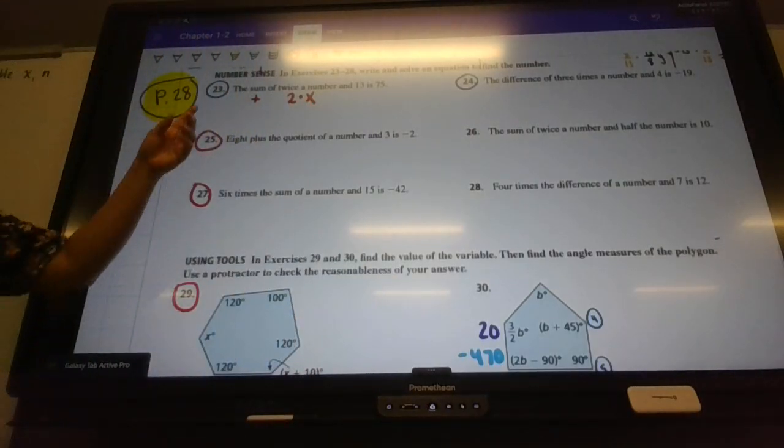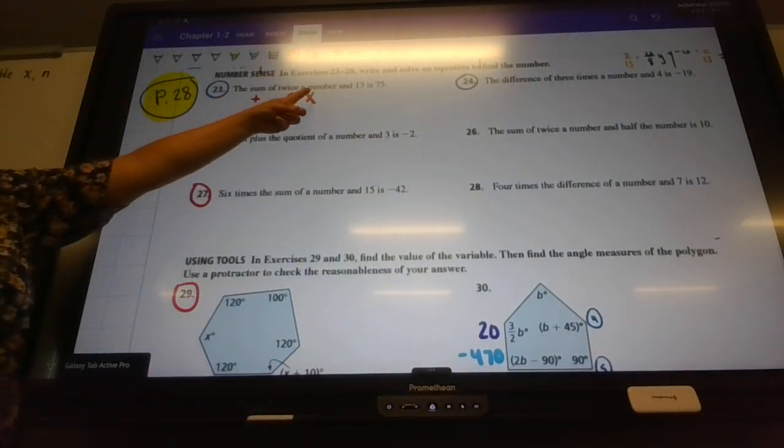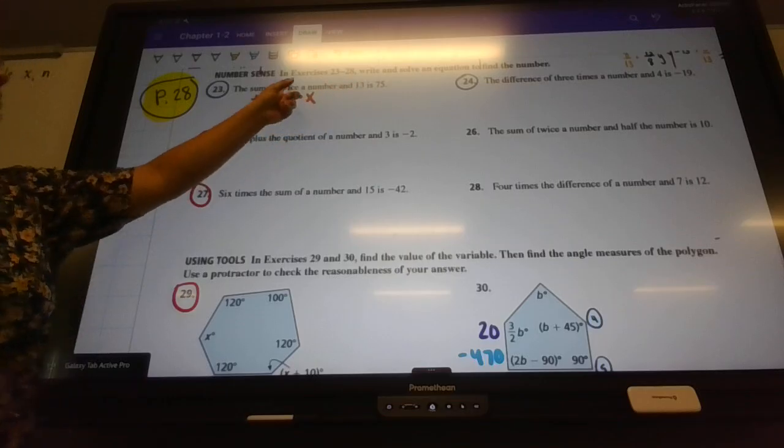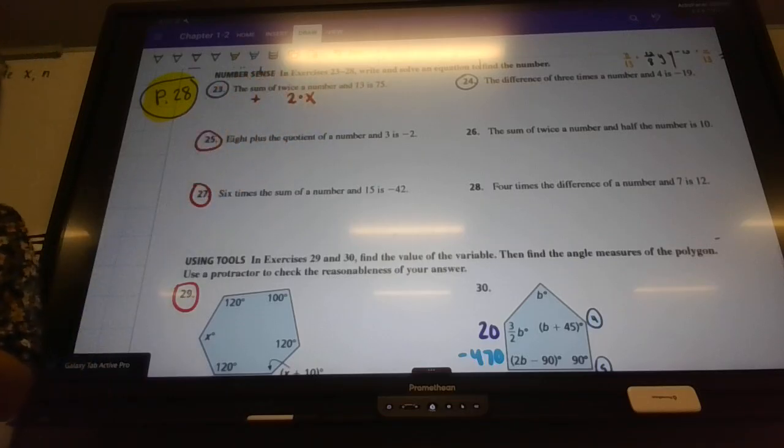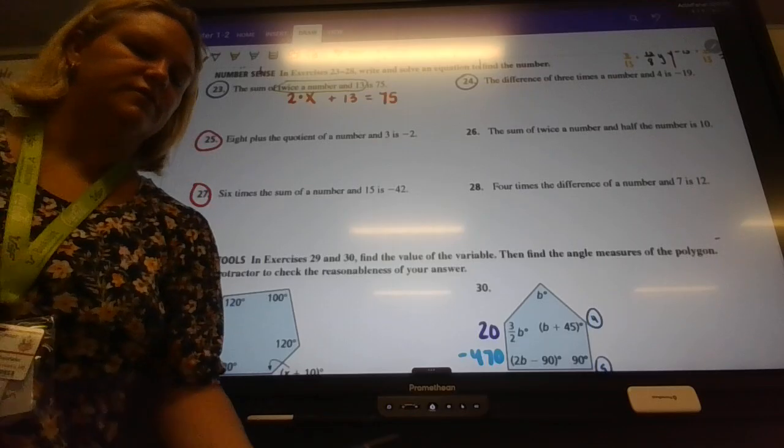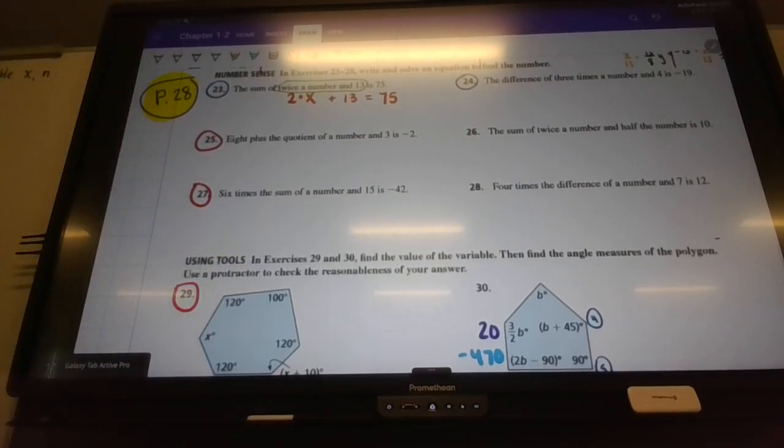Now, we know we're adding, so what are we adding? We're adding twice a number and 13. So the sum that they're talking about is the twice a number and 13. So here's where we'll use our plus sign. And then is always equal. And there's the 75. So wherever you see is in a verbal description is where you put the equal sign.